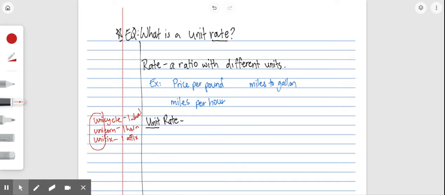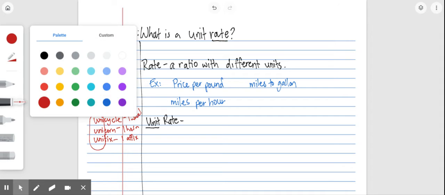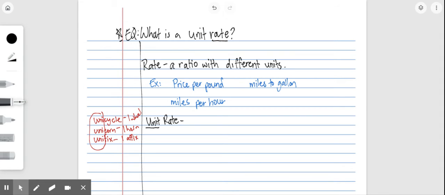So uni means one. So a unit rate is when you take a ratio and you find an equivalent ratio where one quantity is the number 1.